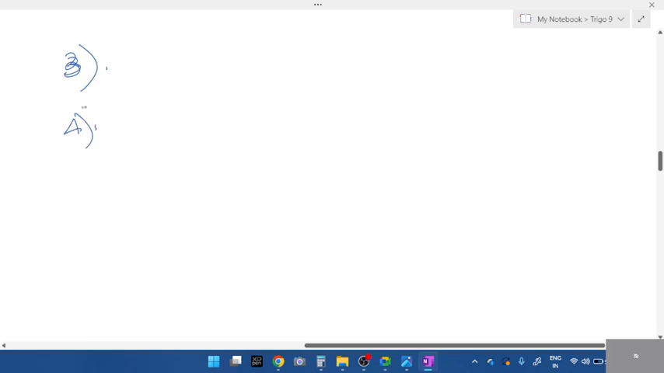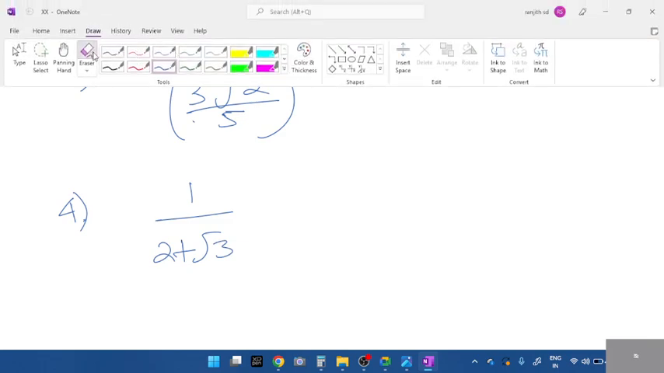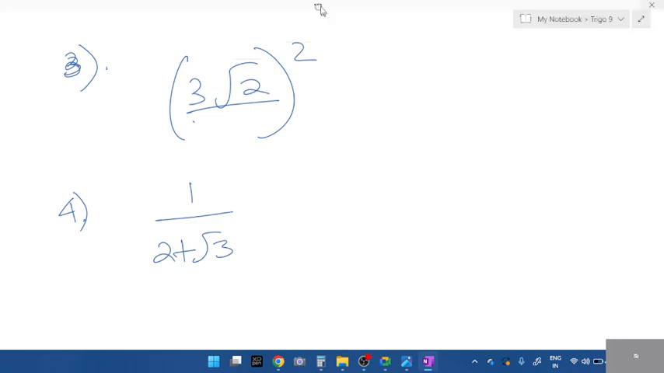The third question is find the square of 3 root 2 by 5 the whole square. Try this question. Fourth question: 1 by 2 plus root 3. Where is the irrational number, students? Numerator or denominator for the fourth question?